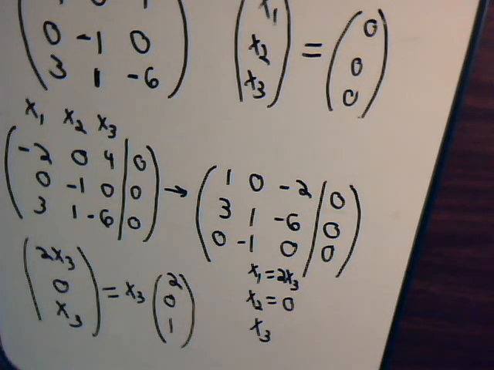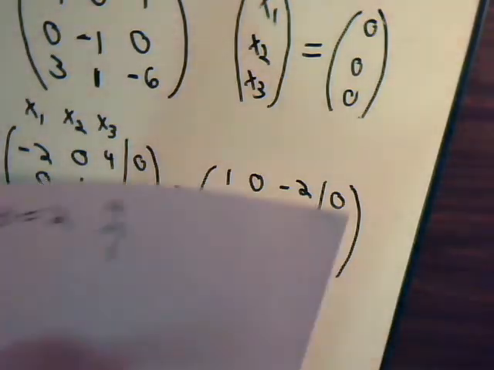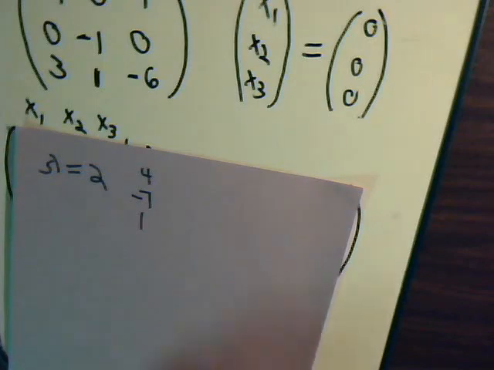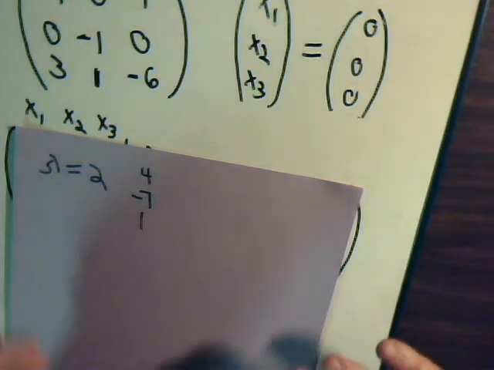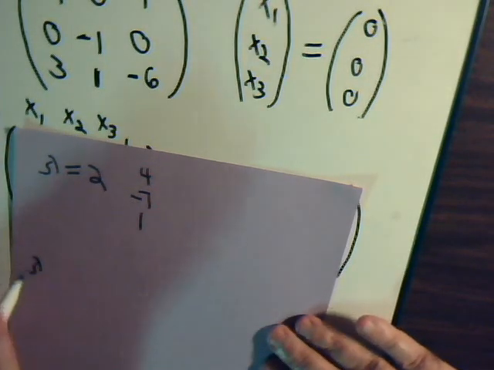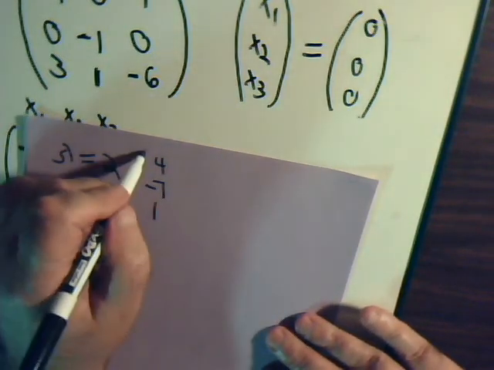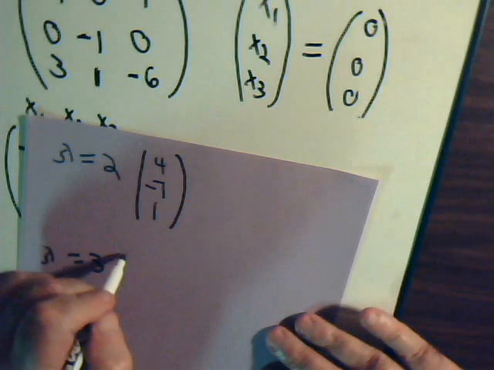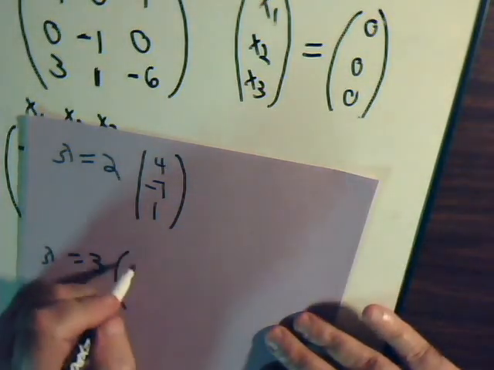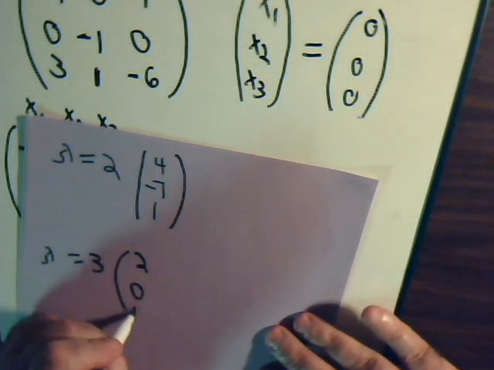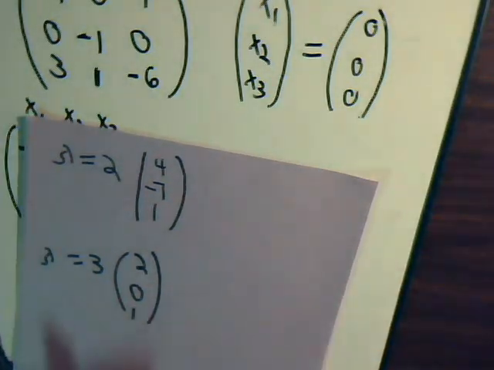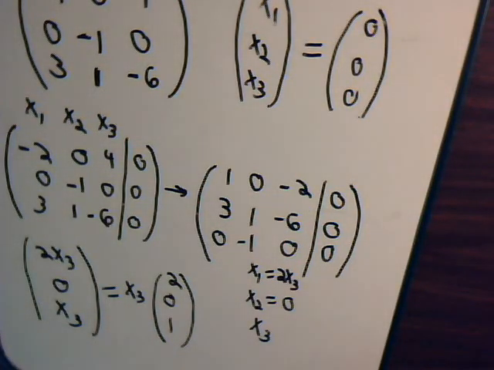So we found now the second eigenvector. So we go to write it down. Lambda equals 3, and the eigenvector is 1, 0, 2. So we found 2 of the 3 eigenvectors so far. Let's go ahead then and find the third one.